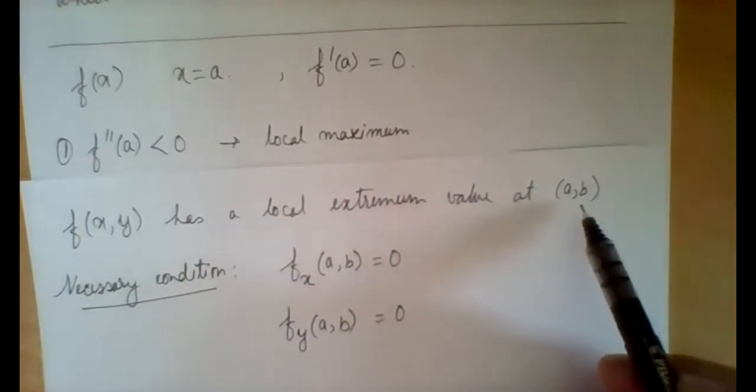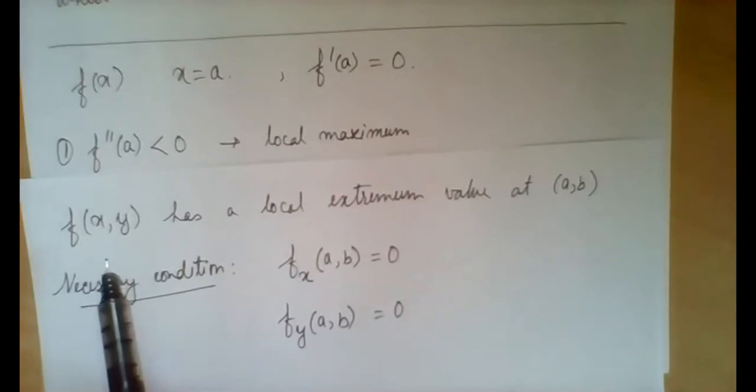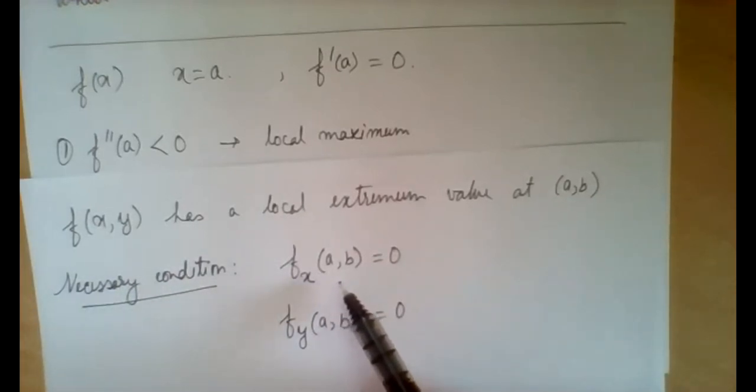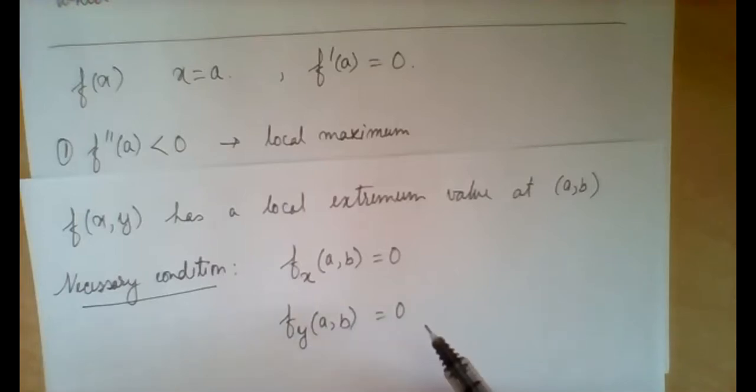If the function f of x and y has an extremum value at the point a b, then it must satisfy the necessary condition: the partial derivative with respect to x at the point a b should be 0, and the partial derivative with respect to y at the point a b should also be 0. These two conditions are necessary conditions, but they are not sufficient conditions.